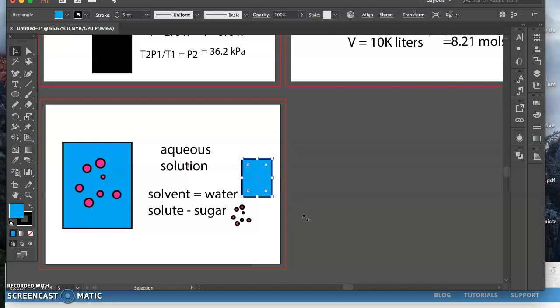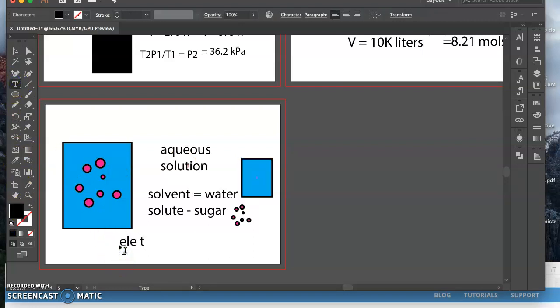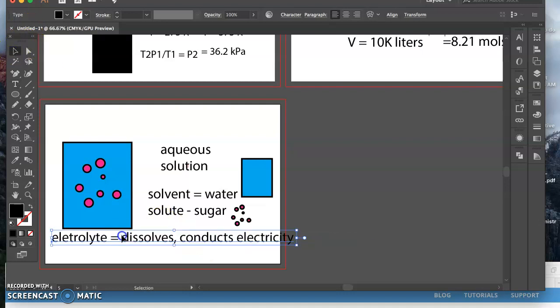All right. We said that we had the word electrolyte. So let's get that out there. Electrolyte. We said electrolyte is something that's going to dissolve in water that's also going to conduct electricity. So it dissolves and conducts electricity. Kind of went off the board there, but you get the idea. That's an electrolyte. Most salts, for example, are electrolytes.